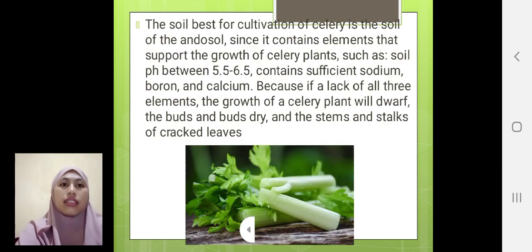The soil base for cultivation of celery is andosol soil, since it contains elements that support the growth of celery plants, such as soil pH, and sufficient sodium, boron, and calcium. Because if any of these elements is lacking, the growth of celery plants will suffer: the buds will dry, and the stem and stalk of the leaves will crack.